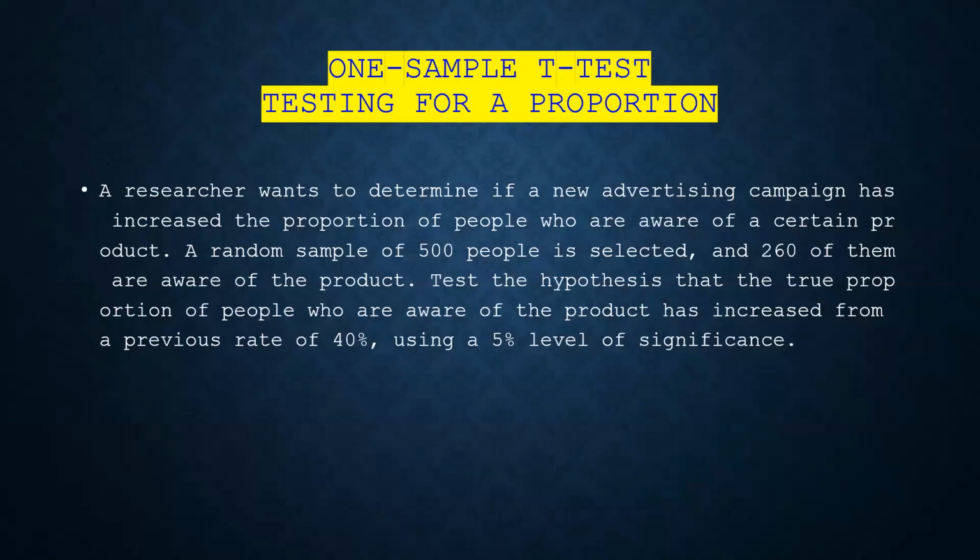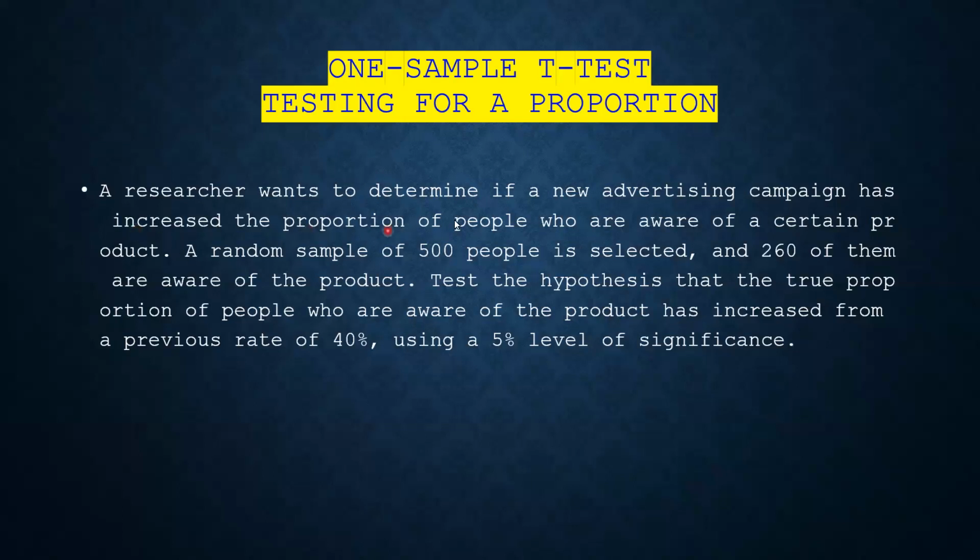Okay, guys, welcome to the last video of how to manually conduct a t-test. So we've discussed one sample t-test, we've discussed two sample independent t-test, and we've discussed two sample paired t-test. Now we're looking at one sample t-test where we want to test for a proportion. And let's go ahead and take a look at it.